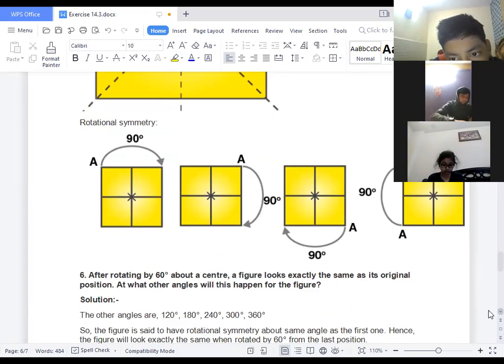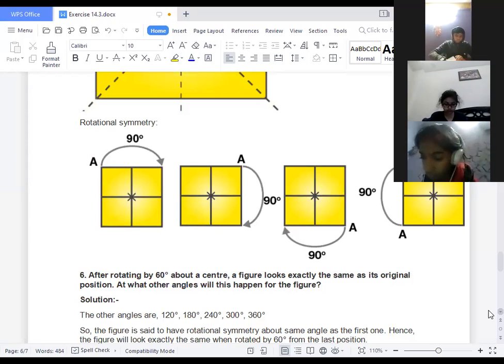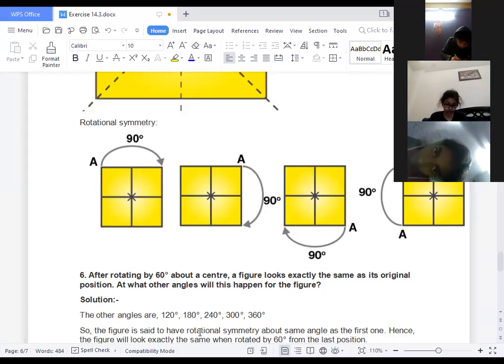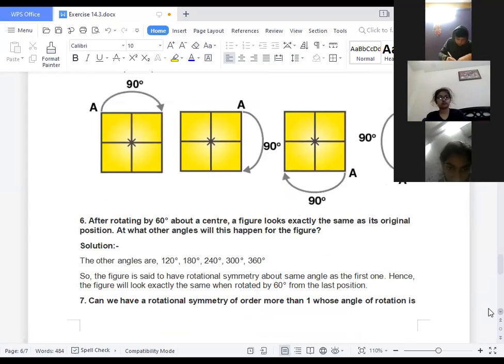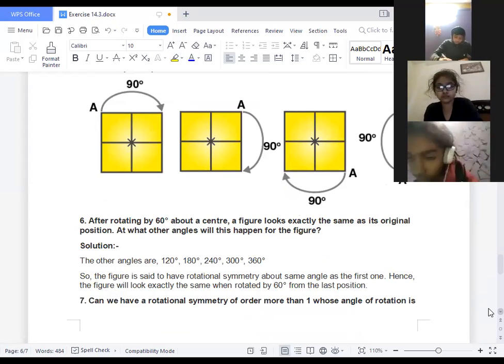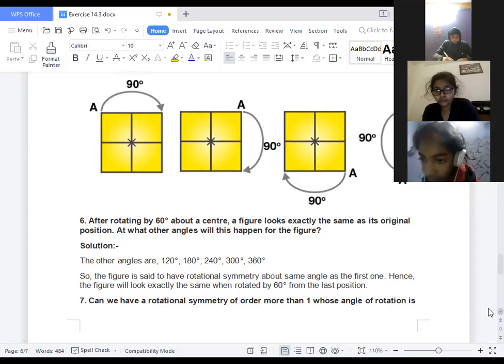Next question is: after rotating by 60 degrees about a center, a figure looks exactly the same as its original position. At what other angles will this happen for the figure? The other angles are 120 degrees, 180 degrees, 240 degrees, 300 degrees, and 360 degrees. The figure has rotational symmetry about the same angles as the first one, and it will look exactly the same as it is rotated by 60 degrees from the last position. Understood, children? So these are the angles through which we can draw it.